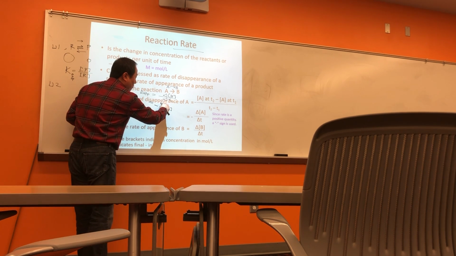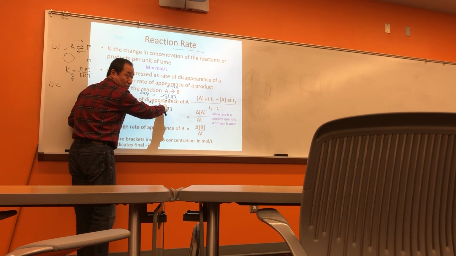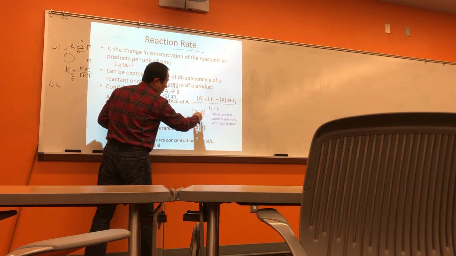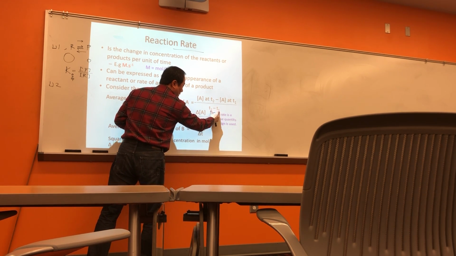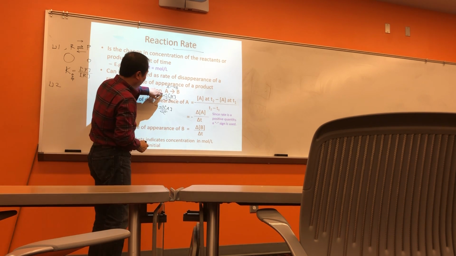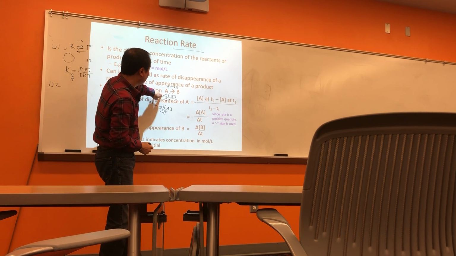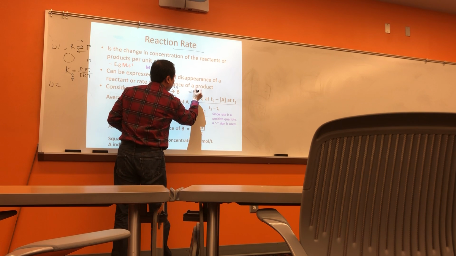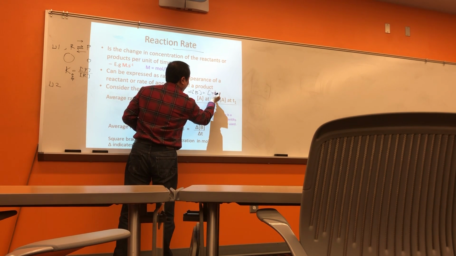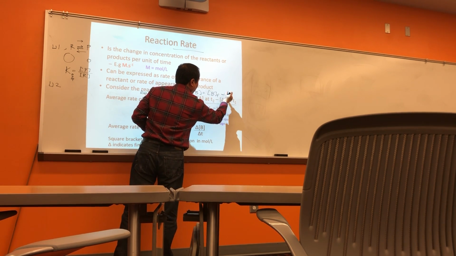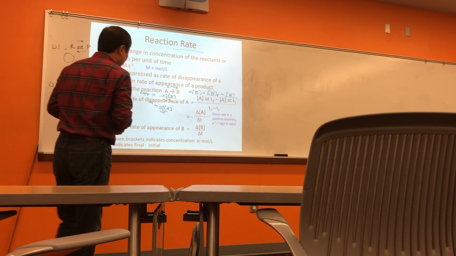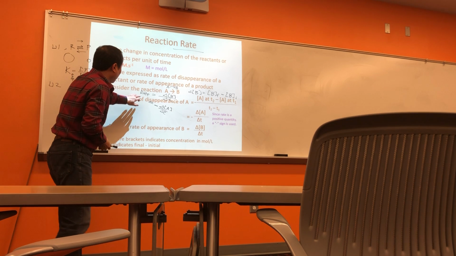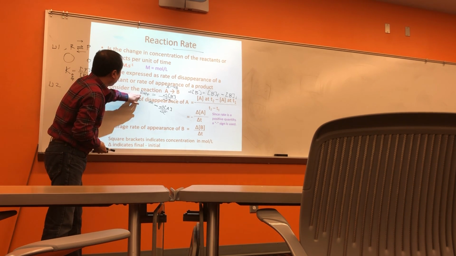Now this delta means difference or change. So delta T means later time minus initial time. So time difference is delta T. Delta B is change in concentration. So delta B is, if you're not familiar, later concentration minus initial concentration. So that's how we're going to define reaction rate.